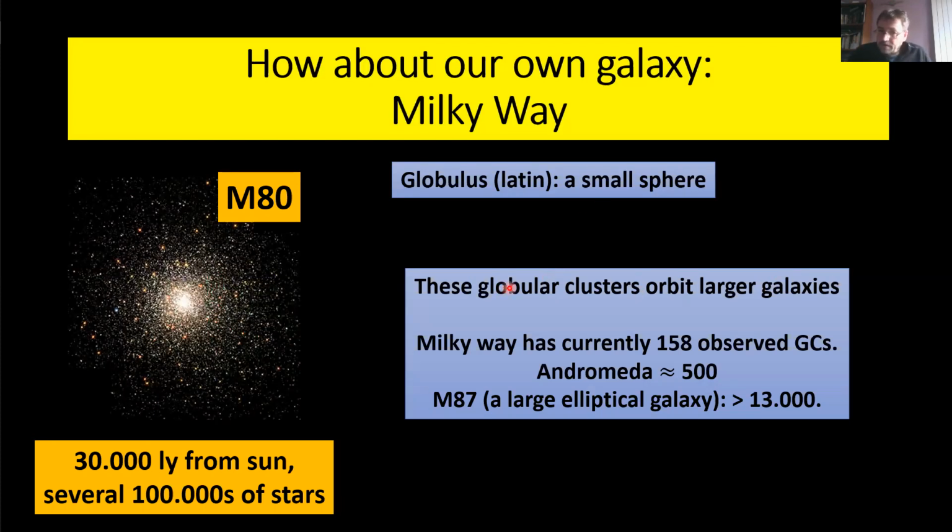They usually orbit larger galaxies. For the Milky Way, we know of 158, perhaps by now we know of more. This is now 3 years old. Andromeda seems to have around 500 of them. And M87, a large elliptical galaxy, but obviously not too far away and could be observed by Messier.